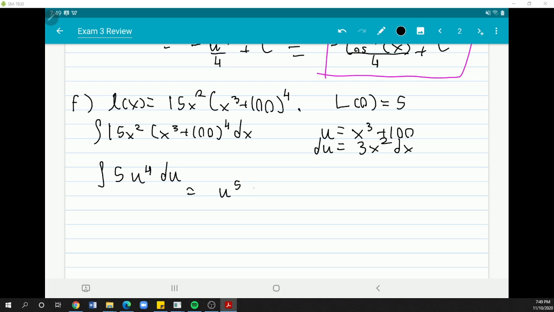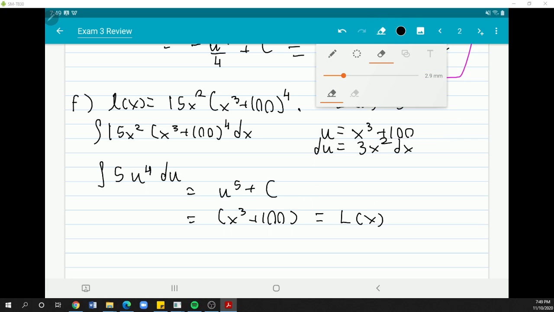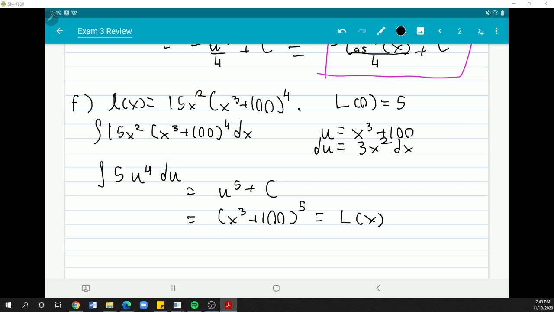equals u to the fifth plus c by the power rule, which is now equal to x cubed plus 100 to the fourth, which is equal to capital L of x. Sorry, not to the fourth, to the fifth. I was looking at the fourth over there. So this is my antiderivative, and I forgot. No, I didn't. Yeah, this is exactly good. Okay.